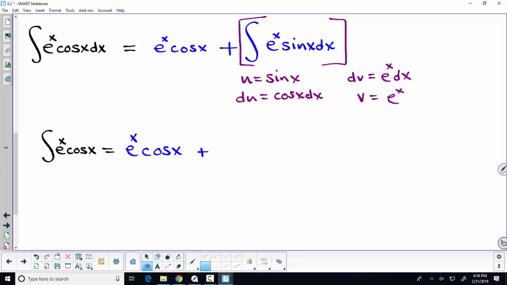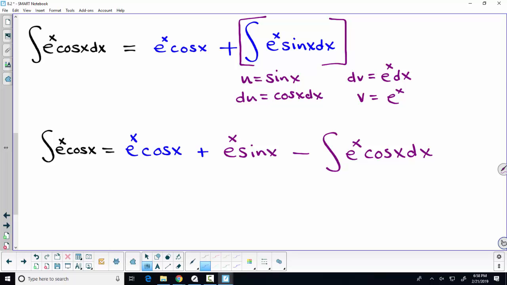Integration by parts twice. UV minus the integral of V du. Okay, so what do we notice? Yeah, you're going in circles. But we're back where we started. We're back with an antiderivative we were trying to find originally.